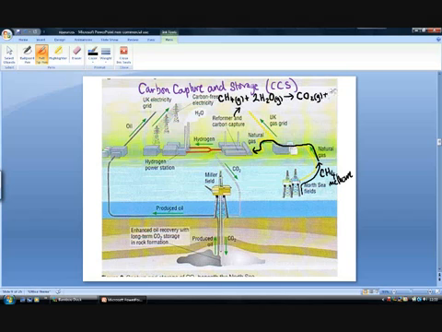Now the hydrogen can be burnt as a fuel. The advantage with that is it doesn't produce CO2 when it's burnt. It'll only produce water, which won't affect global warming. So let's have a look. The hydrogen here is taken away and burnt in a power station to provide electricity.